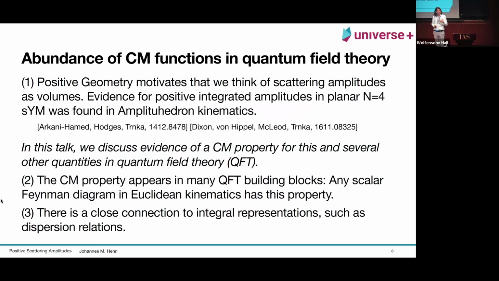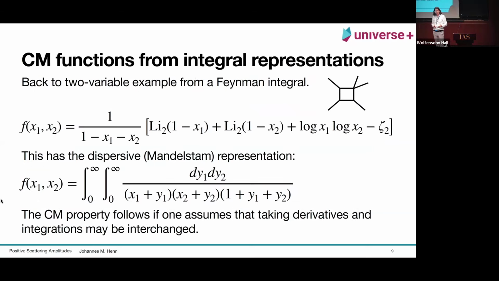Let me start with an example of a dispersive representation. And that'll actually be useful to prove the CM property of a slightly non-trivial example we had earlier. So here's again this dilogarithm formula. The idea is to notice that this function has the following integral representation. It's a double dispersive or Mandelstam representation, where essentially you have two factors which are there to produce the branch cuts along the negative real axis of a function. And then this is really the discontinuity.